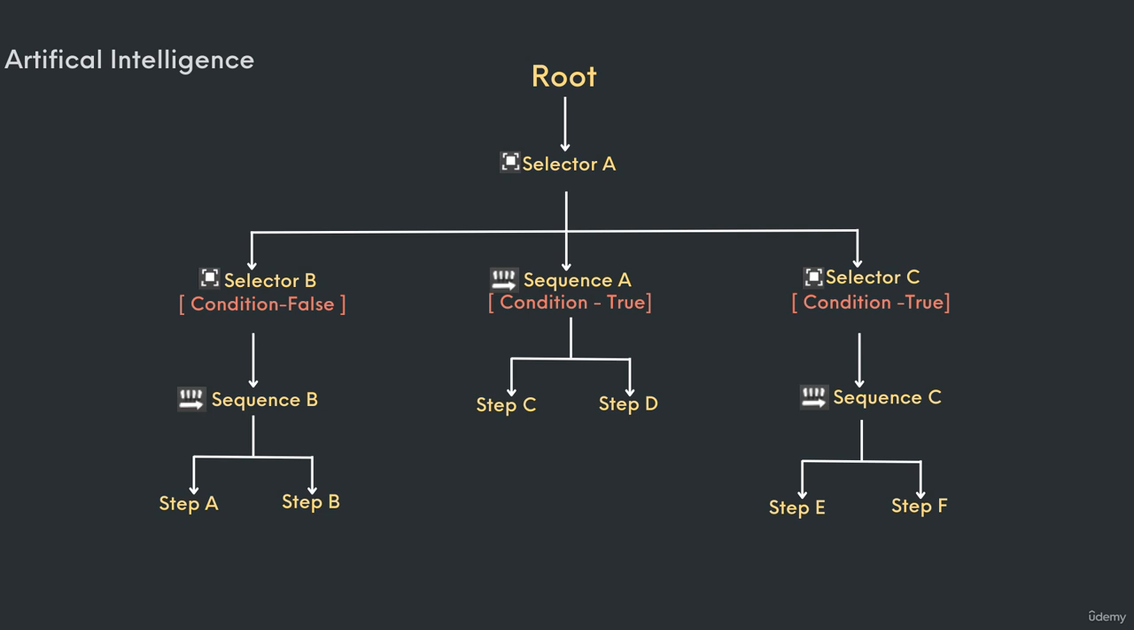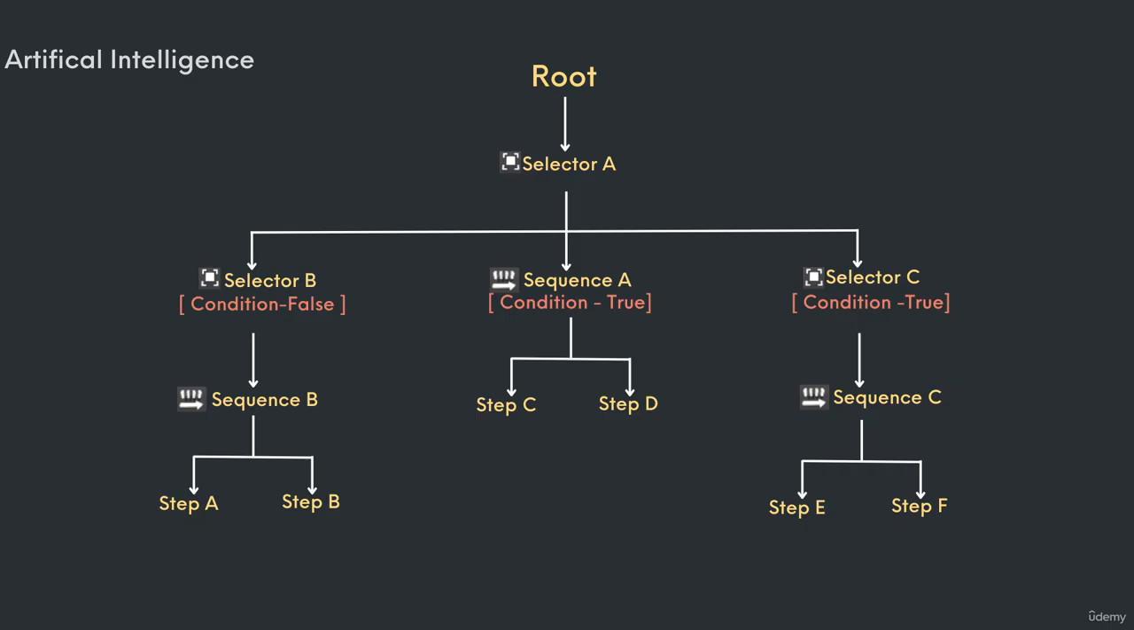Selector is a parent node with multiple child nodes. The child nodes execute from left to right. If any of the child nodes succeeds in the order, the other nodes will be ignored. But if any of the child nodes fails in the order, the next child node will be executed. Sequence is a parent node with multiple child nodes. The child nodes execute from left to right.